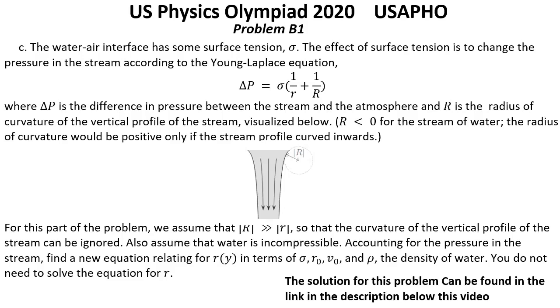Accounting for the pressure in the stream, find the new equation relating r(y) in terms of sigma, r0, v0 and ρ, the density of water. You do not need to solve the equation for small r.